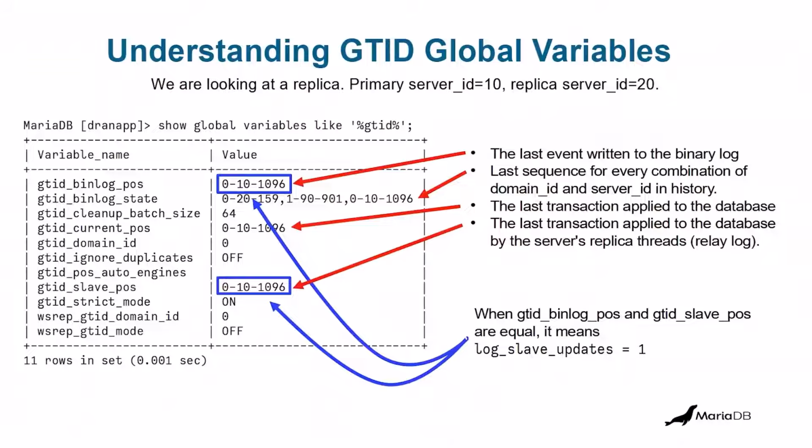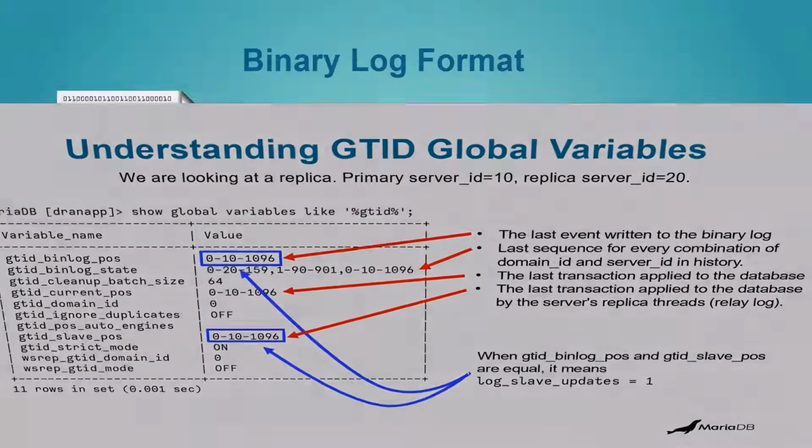Understanding GTID global variables. The gtid_binlog_pos is the last event written to the binary log. The gtid_binlog_state is the last sequence for every combination of domain ID and server ID in history. The gtid_current_pos is the last transaction applied to the database. The gtid_slave_pos is the last transaction applied to the database by the server's replica threads. When gtid_binlog_pos and gtid_slave_pos are equal, it means that log_slave_updates equals 1.